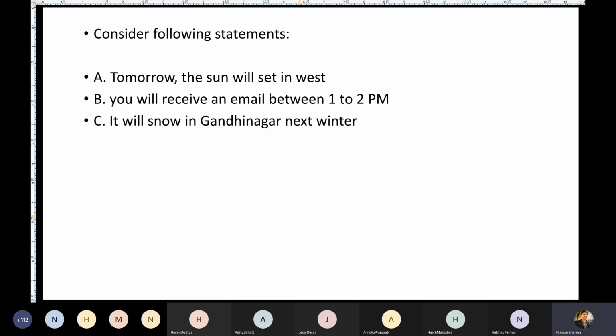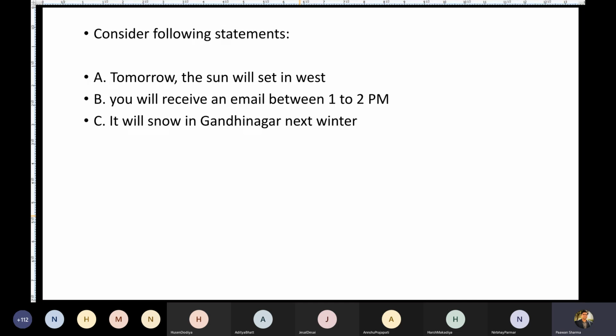Yes, sir. Please read one by one, A, B, C. A. Tomorrow the sun will set in west. B. You will receive an email between 1 to 2 p.m. C. It will snow in Gandhinagar next winter.